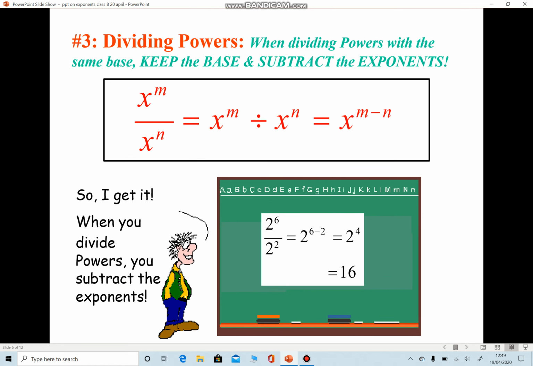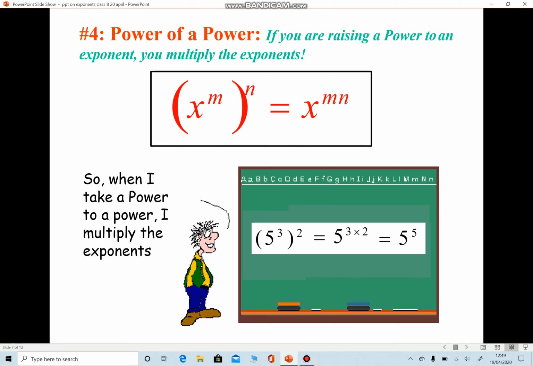Okay. Let's come to dividing the powers. When we are dividing the powers with the same base, keep the base and subtract the exponents. For example, x raised to the power m divided by x raised to the power n. Here you see the base is same. So x raised to the power m divided by x raised to the power n, and here the powers are getting subtracted. So have a look here again, 2 raised to the power 6 divided by 2 raised to the power 2, and you get 2 raised to the power 4, and that is 16.